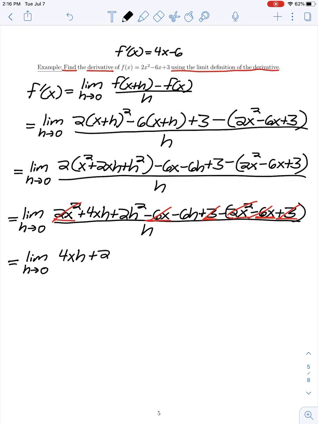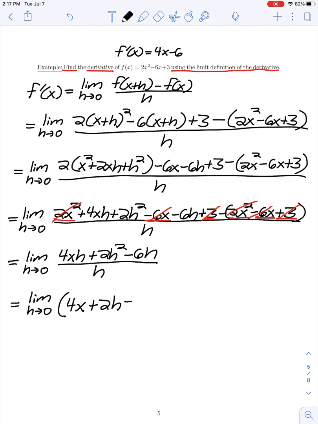4xh plus 2h squared minus 6h in the numerator, and the whole thing is being divided by h. So now we have the limit as h approaches 0 of, if we divide each term in the numerator through by h, we have 4x plus 2h to the first minus 6.